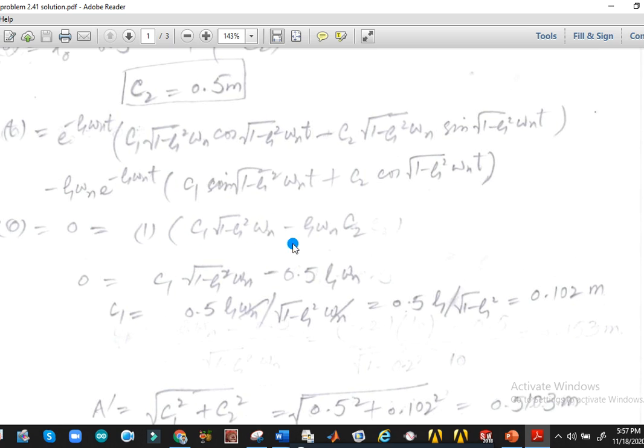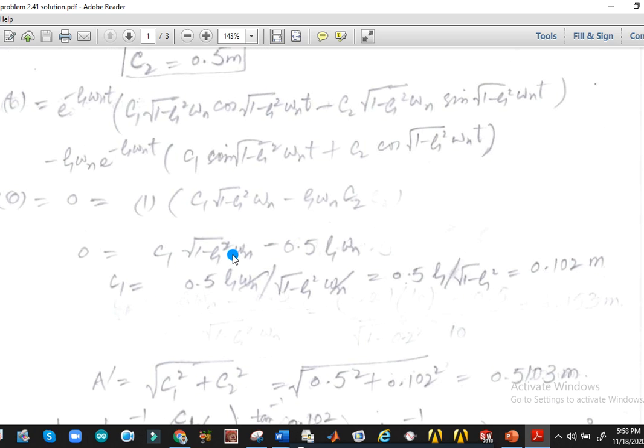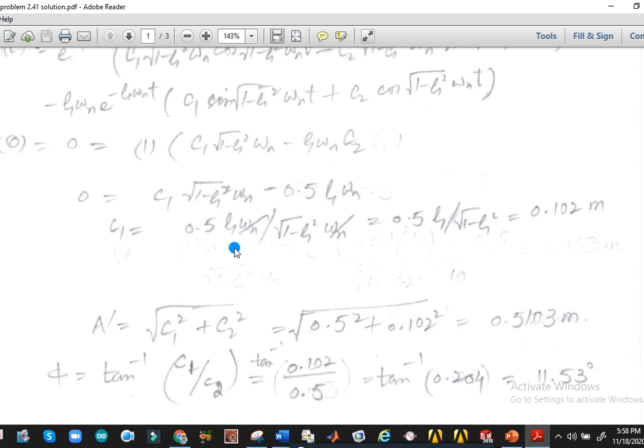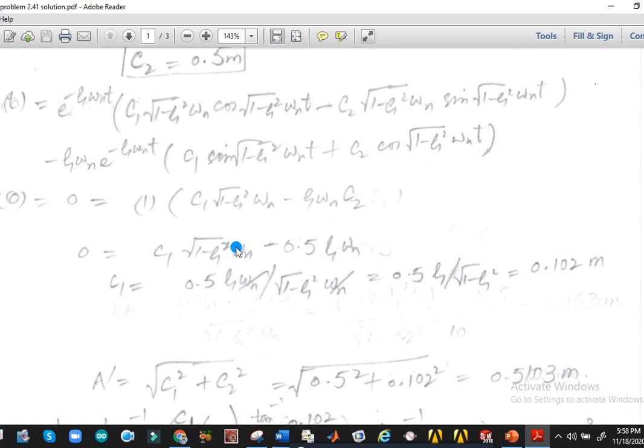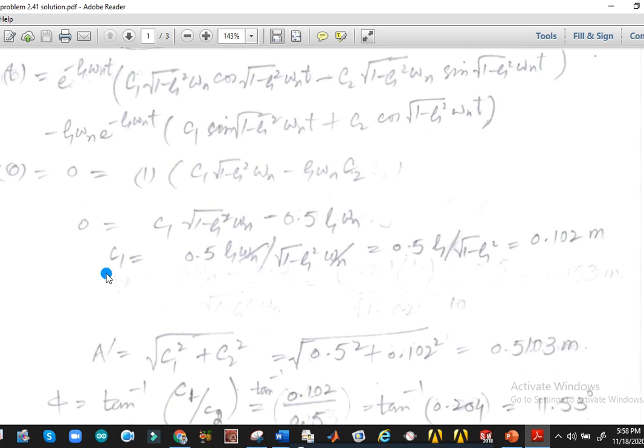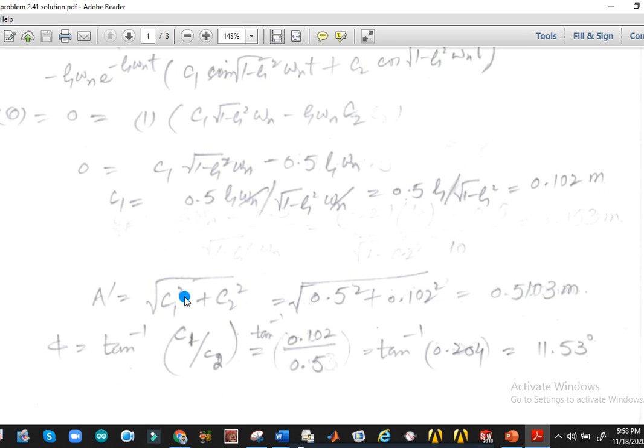Putting in the boundary condition, and we have already derived the value of C2, that is equal to 0.5 meter. So our C1 value will be equal to 0.102 meter. Now we have derived C1 equal to 0.102 meter, and C2 equal to 0.5 meter. Putting the values of the arbitrary constants in the main general solution x of t, that solution will now be complete, and for the resultant value we can take the square root of the sum of squares of these arbitrary constants. For example, the square root of C1 squared plus C2 squared will be 0.5103 meter. This is the resultant value.